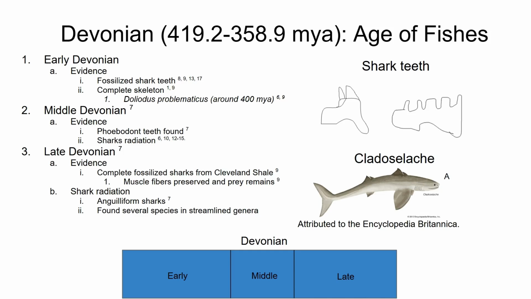During the late Devonian, anguilliform or eel-like sharks moved through the seas. Other sharks from the following genera, Cladoselache, Diademodus, Stethacanthus, Tristychius, and Orodus lived around this time. Sharks were smaller than they are today.